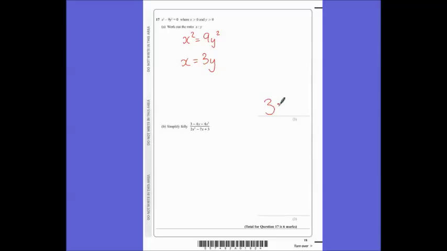So x would be 3 parts and y would be 1 part. It's really important you get the numbers the right way around now. Part B, simplify fully. 3 minus 4x minus 4x squared all over 2x squared minus 7x plus 3.